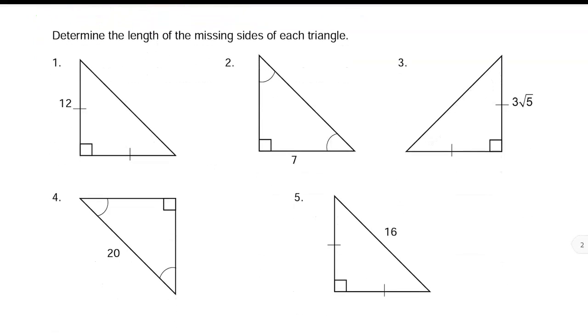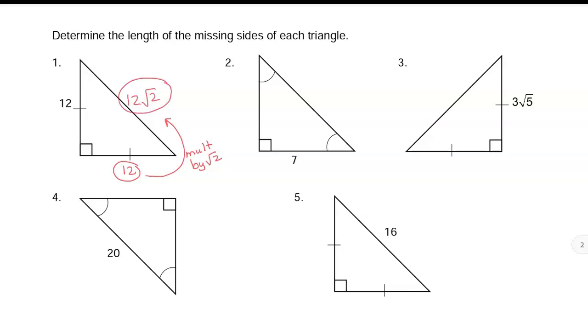We have a leg of 12. That means the other leg is 12. See how they're marked congruent? Now how do you go to the hypotenuse? Do you remember? You take the leg and you multiply by the square root of 2. So the hypotenuse is 12 root 2.